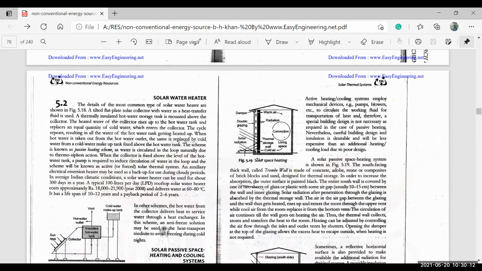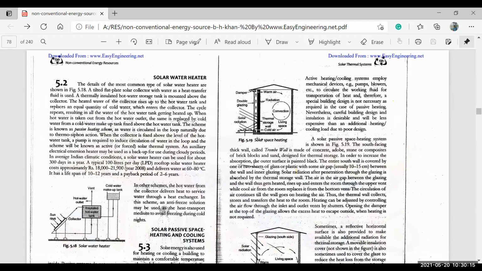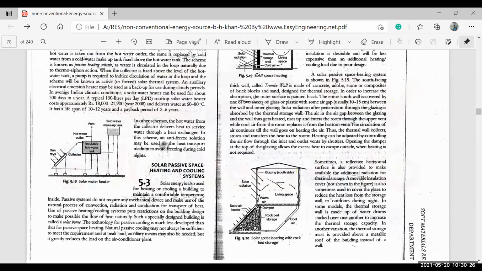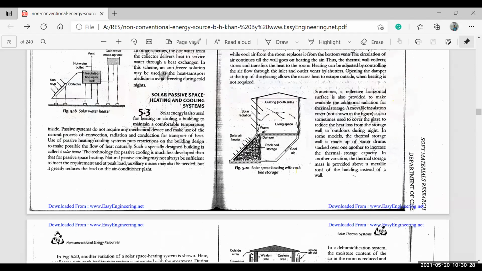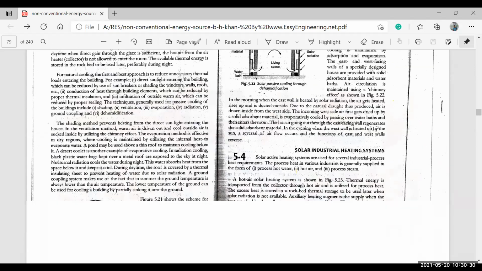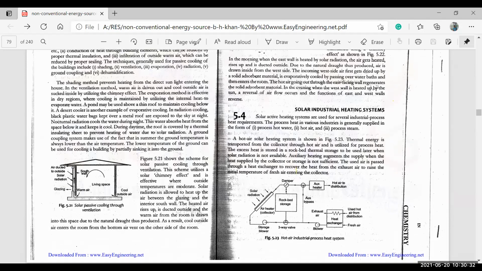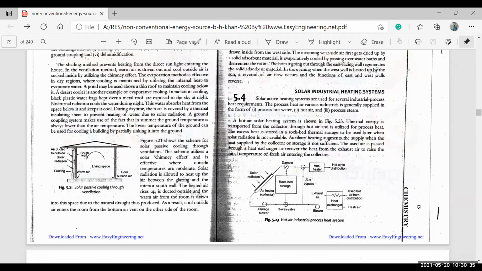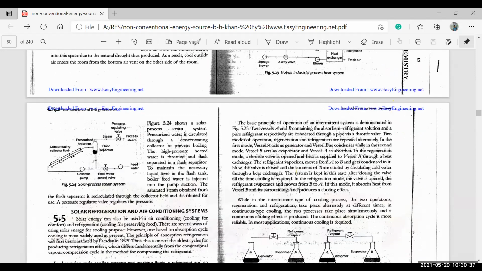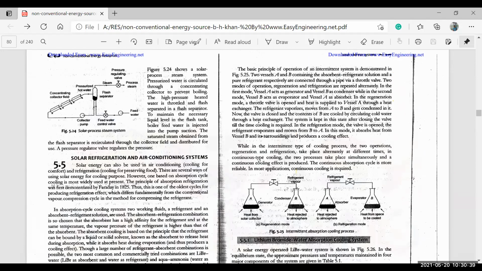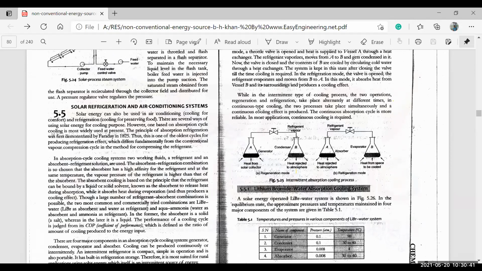Now, the other two segments are your solar water heater. Okay, solar water heater made using these components what we have studied in thermal, directly. So it can also be used in solar industrial heating systems. So we'll see the solar heater first.